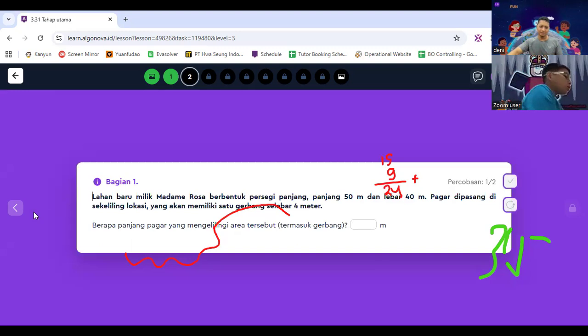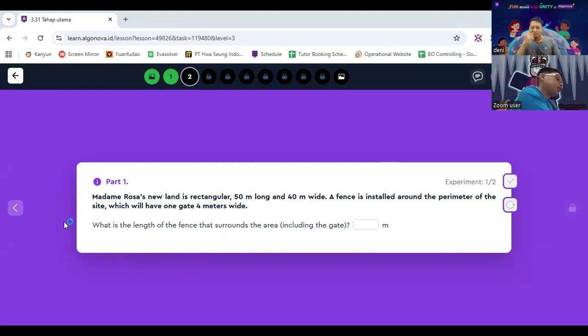Okay, next. Madame Rosa's new land is rectangular, 50 meters long and 40 meters wide. A fence is installed around the perimeter of the site, which will have one gate 4 meters wide. What is the length of the fence that surrounds the area, including the gate?